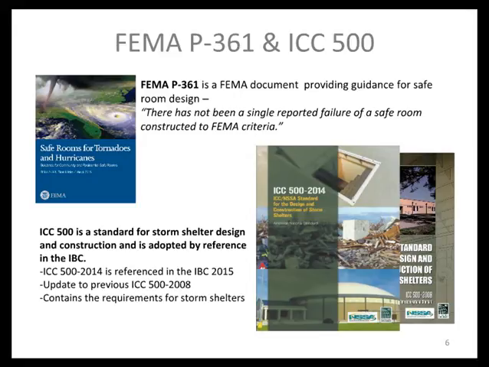We're going to talk today about the 2014 edition. Now, the ICC 500 is the International Code Council standard. This is a code document for storm shelter design and construction. It's adopted by reference in the IBC. So in the 2015 edition of the International Building Code, the IBC, there is a requirement for sheltering that meets this ICC 500 2014 requirement.